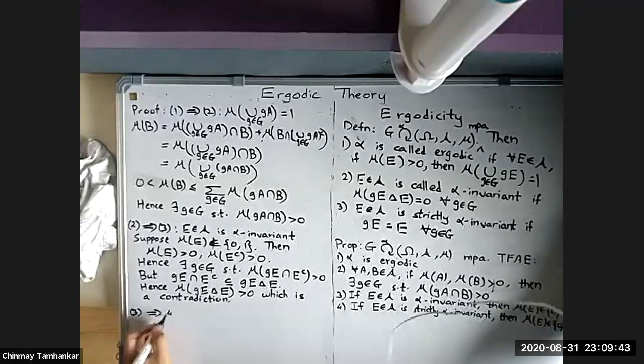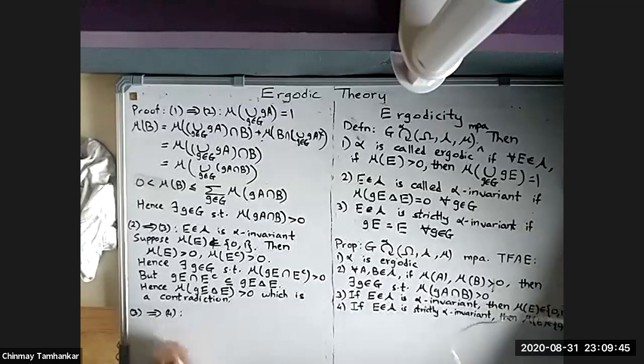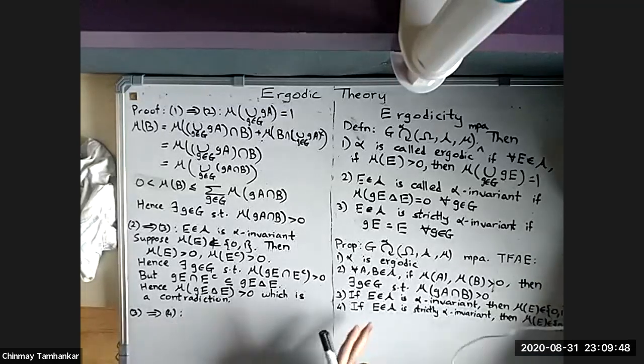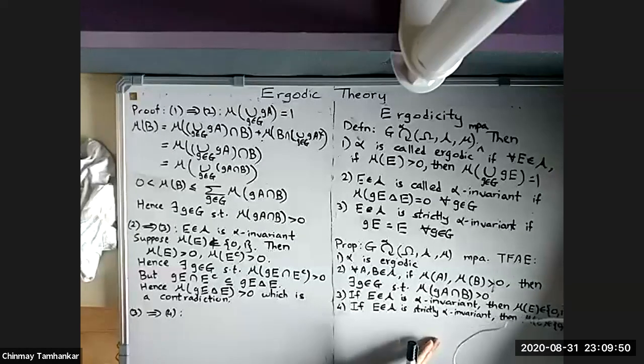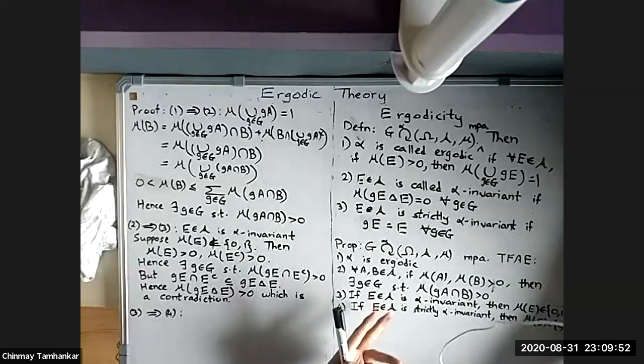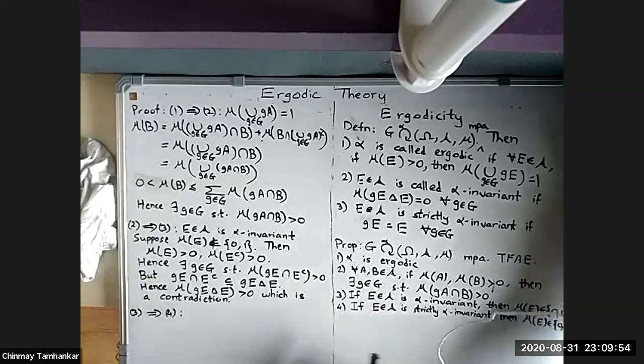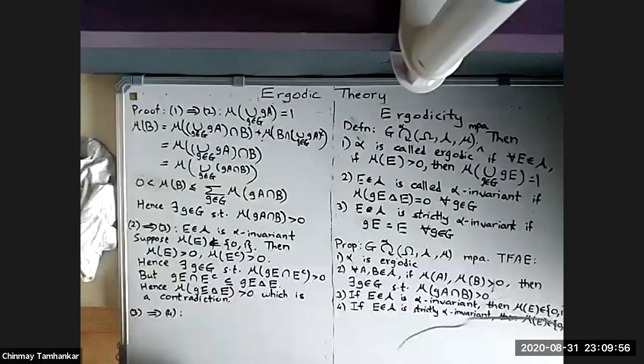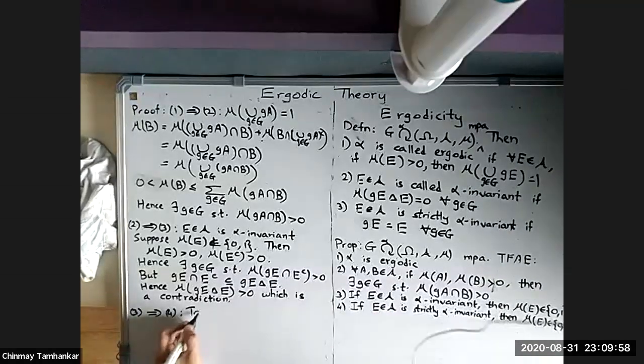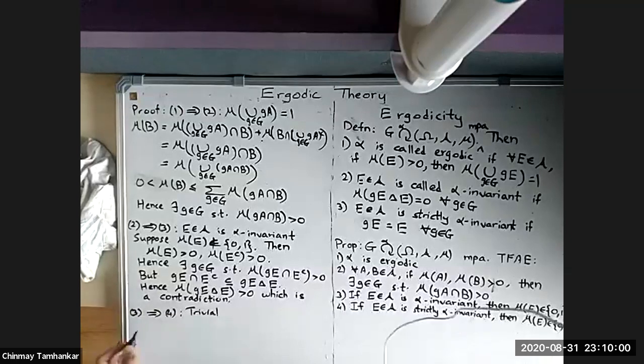And 3 implies 4. If something is strictly alpha invariant, then it has to be alpha invariant, and hence its measure will again be equal to 0 or 1. So this thing is trivial. So what we'll now do is 4 implies 1.